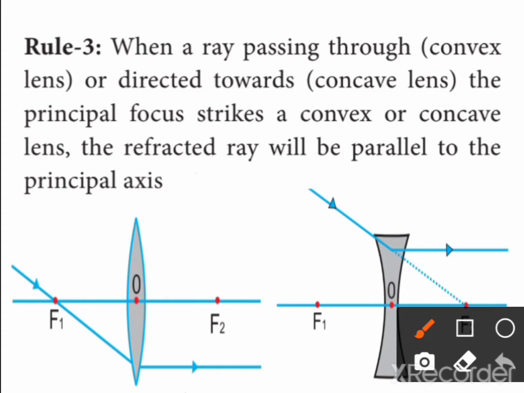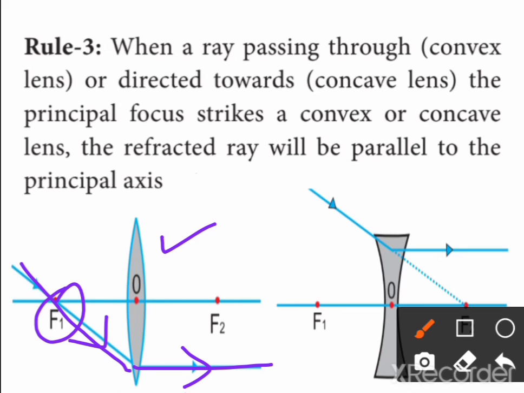Now rule number 3, what does it say? Rule number 3, when a ray is passing through or directed towards the principal focus. Okay, here we consider two lenses. First let us look at the convex lens. In the convex lens, when a ray passing through the principal focus strikes a convex lens. Okay, so here you have a convex lens. A ray is passing through the principal focus. So what will this refracted ray become? The refracted ray will become parallel to the principal axis. That is for the convex lens.